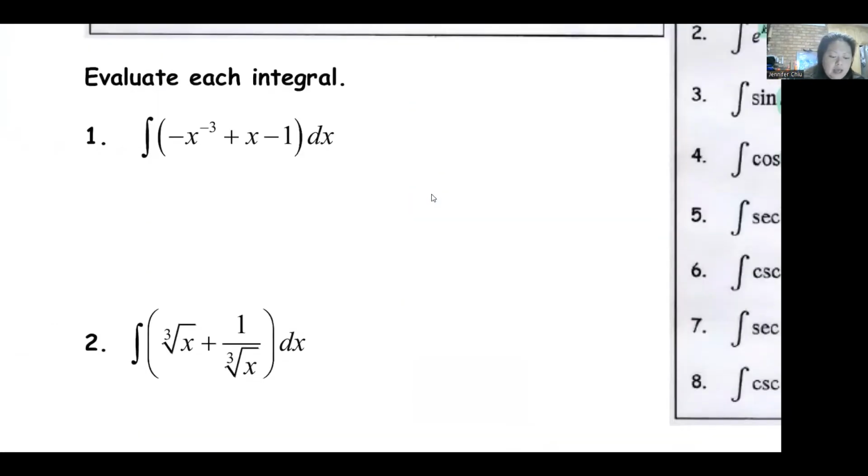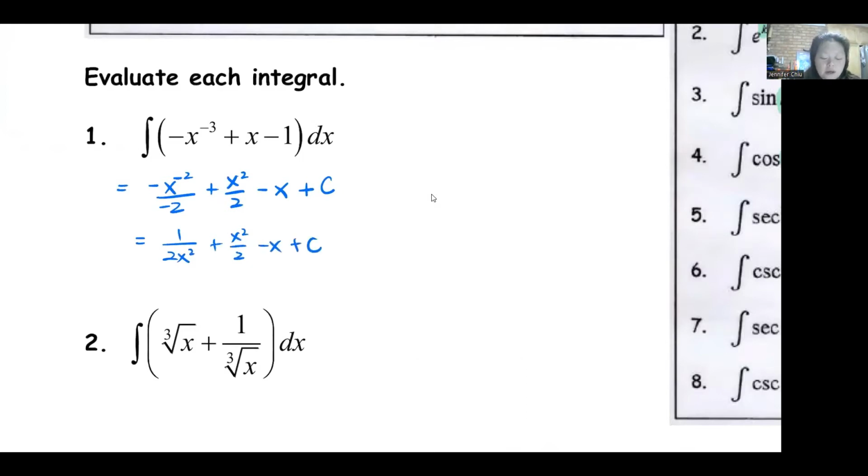Okay, so let's take a look at a quick review of how to take these antiderivatives. So we have negative x to the negative 3. My antiderivative is going to be negative x to the negative 2 divided by the new power, negative 2, plus x squared over 2 minus x. And don't forget, because this is an indefinite integral, you have a plus c at the back here. Clean up a bit, you will get 1 over 2x squared plus x squared over 2 minus x plus c as your final answer for your antiderivative.